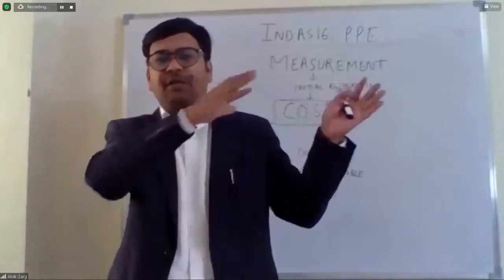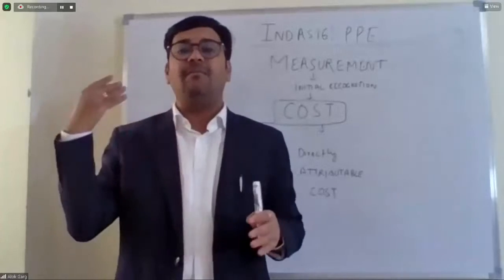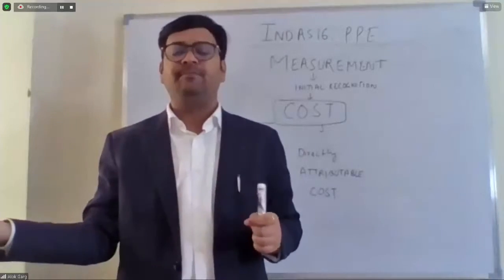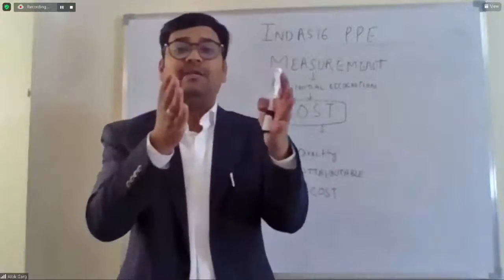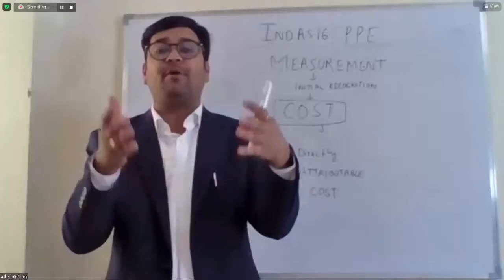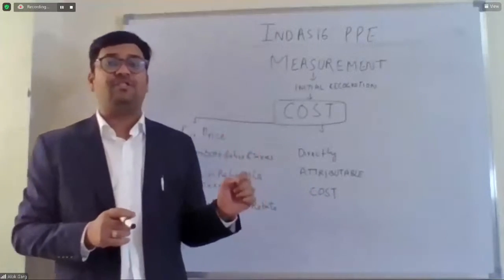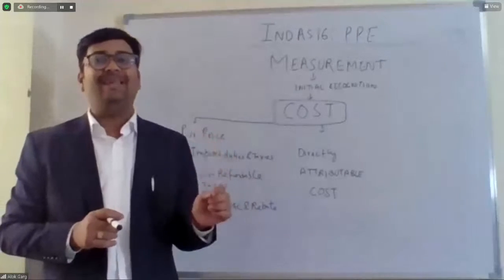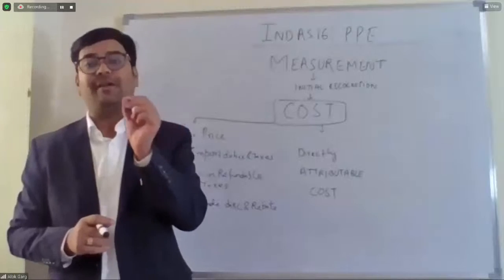Condition means we need to bring the asset into a condition where the asset starts giving productivity. And we need to bring the asset to a location where the asset is required to be installed and become a productive asset. So directly attributable cost means that cost which is required to bring the asset to the location and condition necessary for it to become a productive asset.